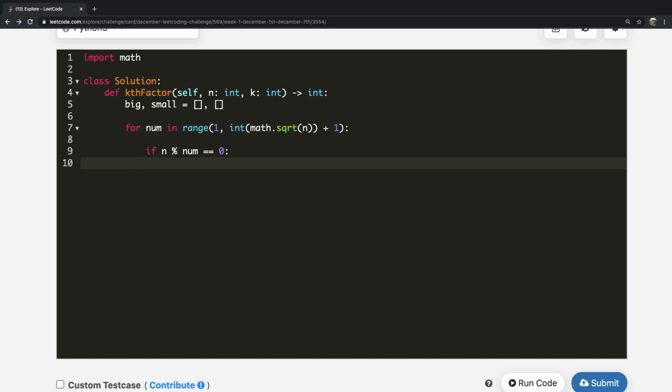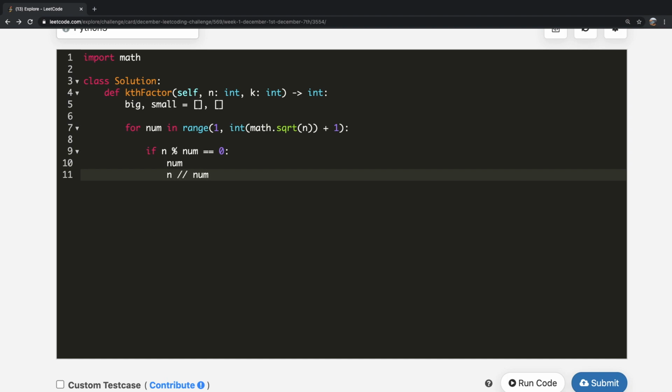So now over here, we're going to have one of two conditions. We're going to have two numbers, right? So what exactly are going to be the two numbers? One of the numbers is going to be num itself. So this over here is one of our numbers. But what is the other number? The other number is going to be n divided by num, okay?